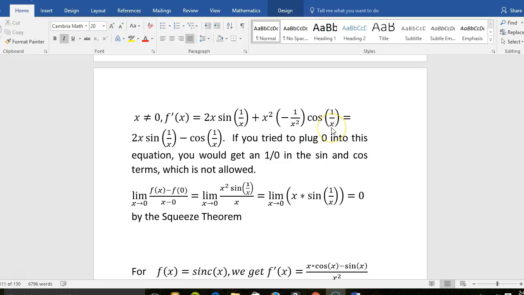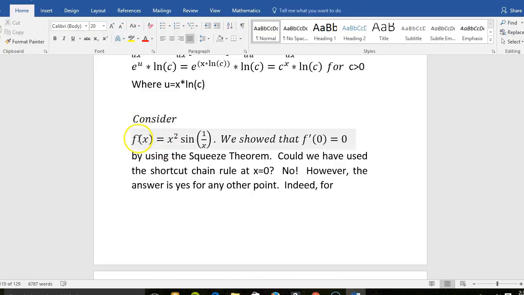Okay, let's look at the next example, please. Consider f of x equals x squared times the sine of 1 over x. As long as x is not 0, it's not really that weird at all. We showed earlier, longhand, by pushing limits, that f prime of 0 equals 0, or actually, we could use the squeeze theorem. That's right, so we can do the squeeze theorem.